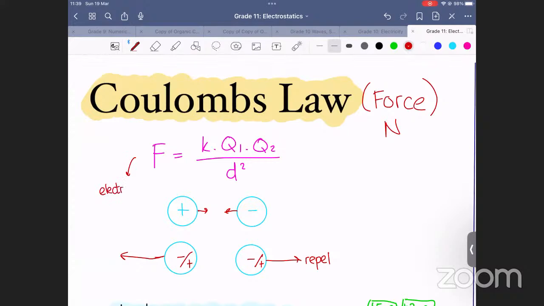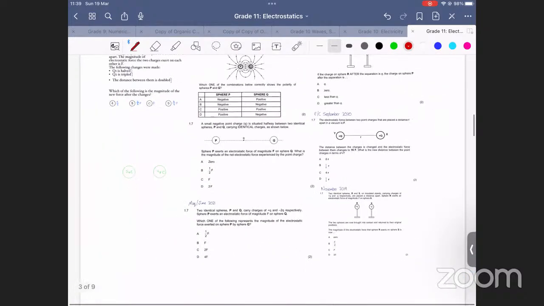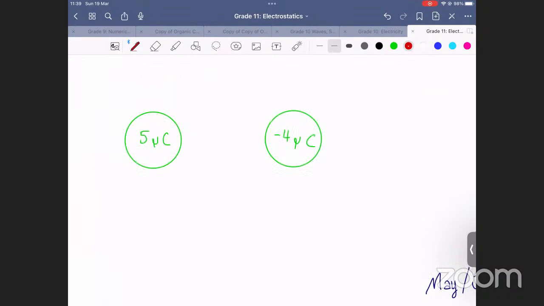F is equal to K times Q1 times Q2 over D squared, where D is the distance between their centers. So let's do a basic example. We have 5 microcoulombs and -4 microcoulombs. Now, they want us to calculate the force that they exert on each other.